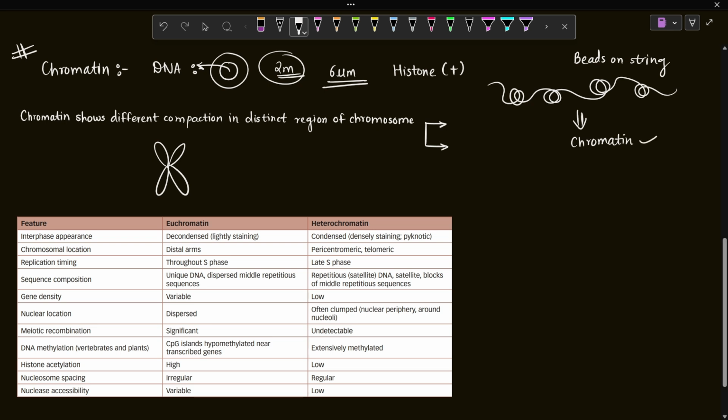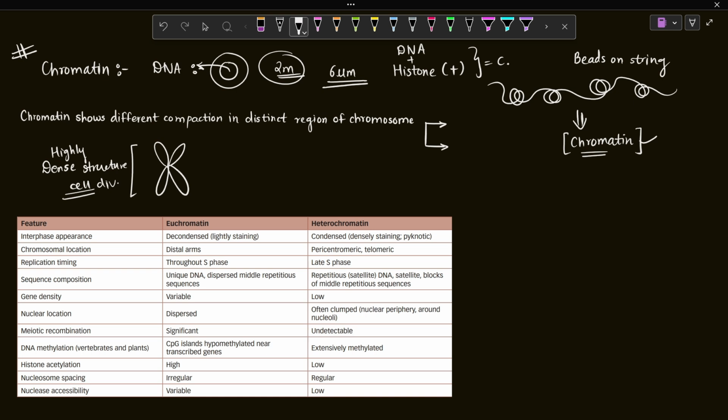Okay. So for understanding the molecular mechanism of epigenetics, we have to have knowledge of chromatin. So this is DNA. Just take a note that DNA plus histone is chromatin. The chromatin shows different compaction in different regions of the chromosome. So what is a chromosome? Chromosome is a highly dense structure which can be seen during cell division. What is this highly dense structure made up of? Of course, it is made up of chromatin. Chromatin is packed in a higher level of order, and it forms the chromosome.